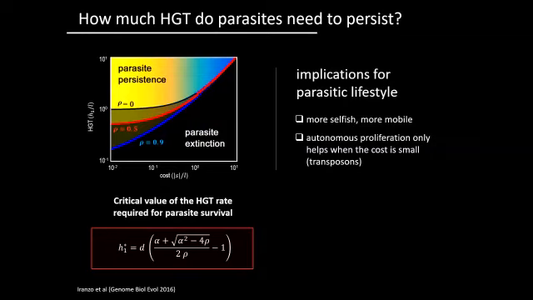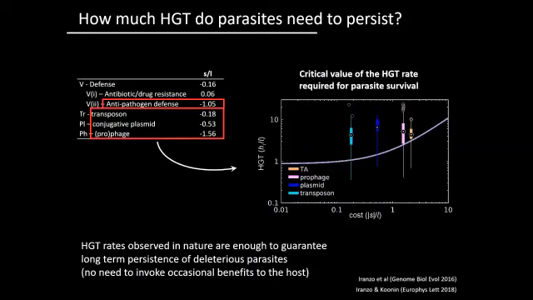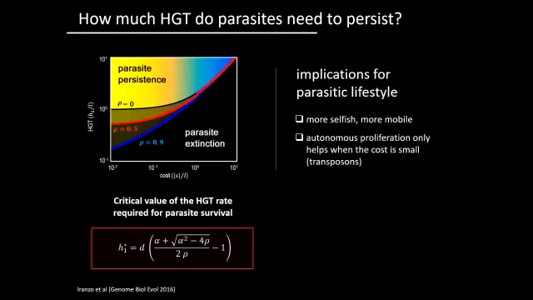Also, we looked at how self-replication within the genome helps survival, and we found that it's not very important. Only for selfish genes that are not very deleterious does it make sense to proliferate, as is the case for transposons, for example.